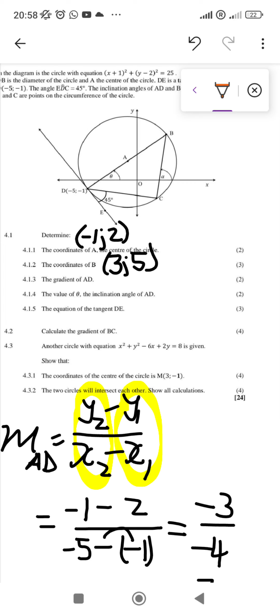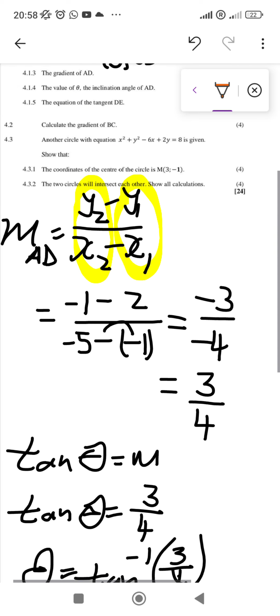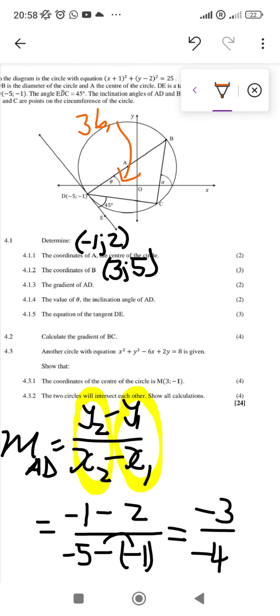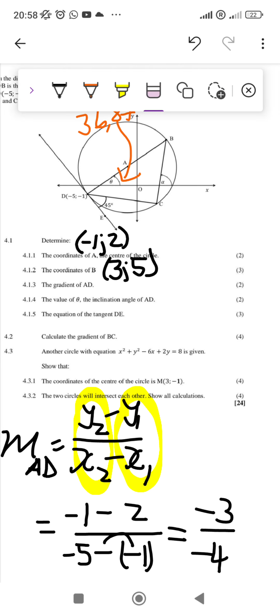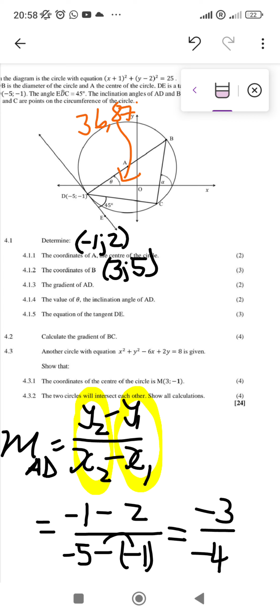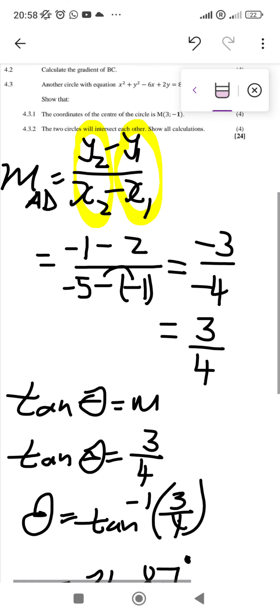Okay, so we're on to 4.1.5. We are determining the equation of the tangent DE. Let's first just fill in some things quickly over here. We found this angle, which was 87 degrees. I just want that on my picture, and then I'm going to erase some of the things below. So we need to determine the equation of the tangent, right?